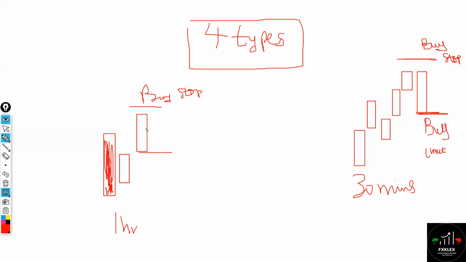Why buy below the price level? Maybe you want price to make a rotation downward here before you buy. Then this is a buy limit. Yeah. The same goes for when you want to sell: sell stop, sell limit. Okay? Yes. So let's clean this off.